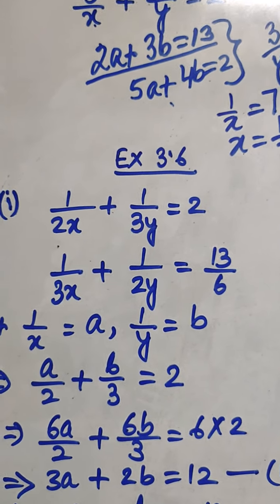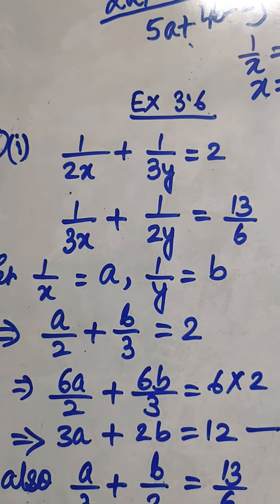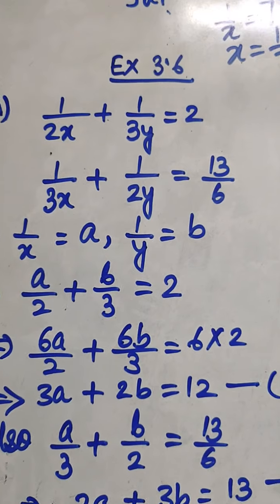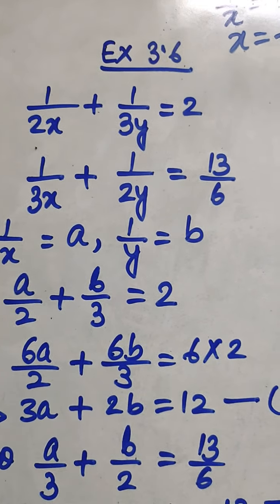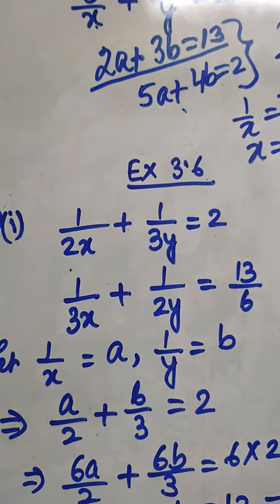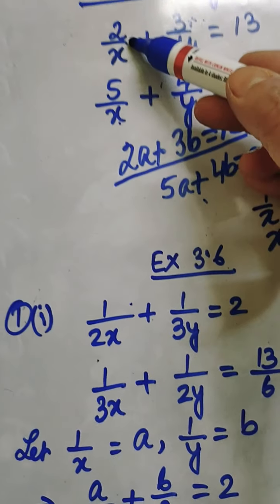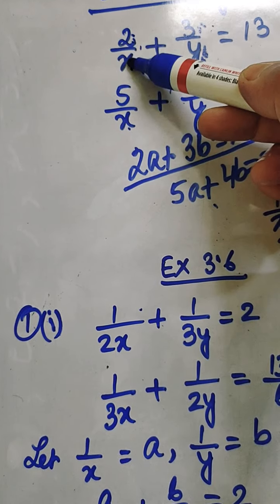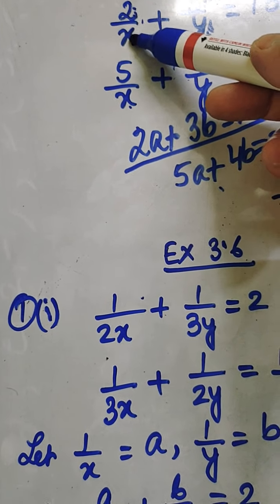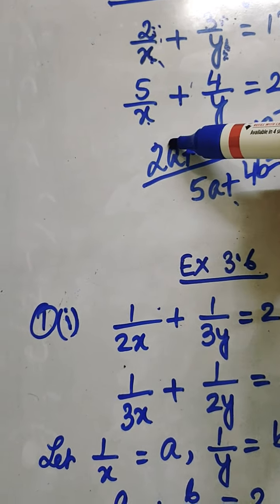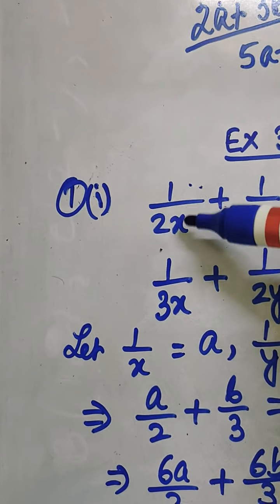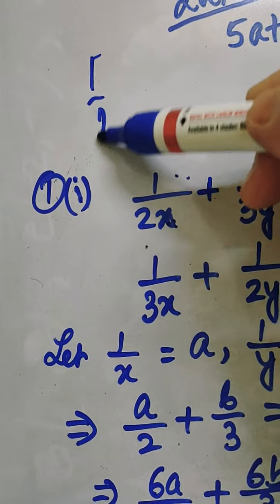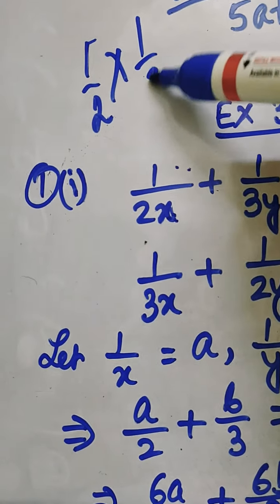Now let us discuss exercise 6, some sums. The first sum is 1 by 2x plus 1 by 3y equal to 2. Now here you can compare: the previous one was 2 by x, which means 2 into 1 by x, that is, 1 by x replaced by a gives you 2a. But here you have 1 by 2x.